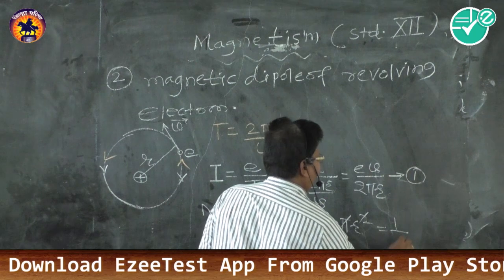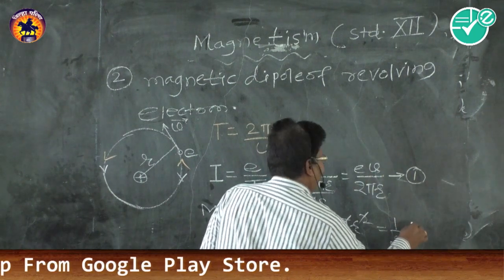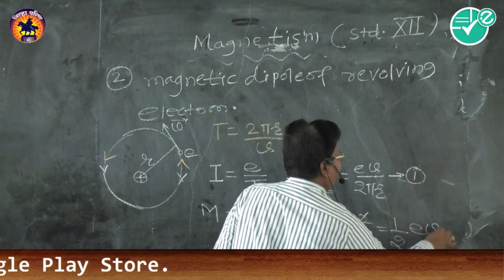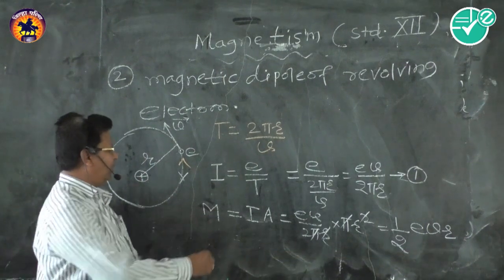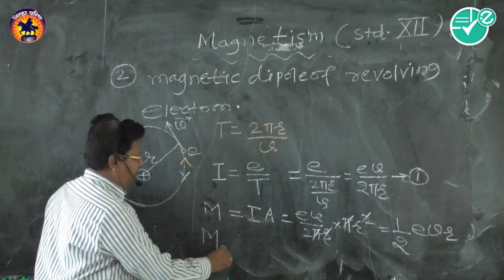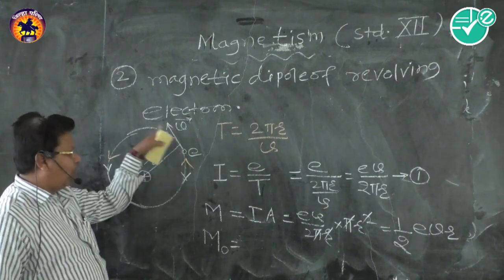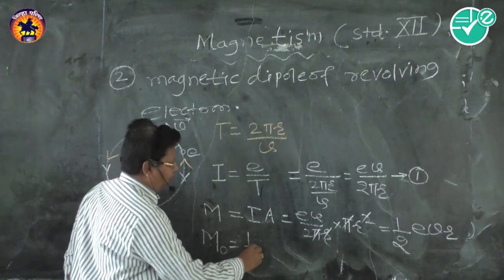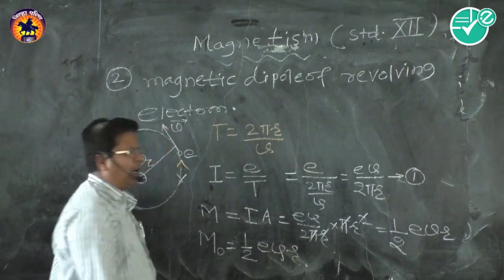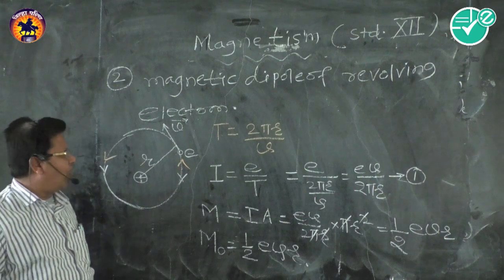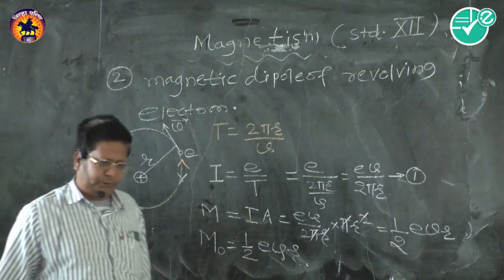magnetic dipole moment is given by the formula 1 by 2 into e into v into small r. So this is the value of orbital magnetic dipole moment of a revolving electron. M_O is equal to 1 by 2 e into v into r. This is one of the forms of orbital magnetic dipole moment.